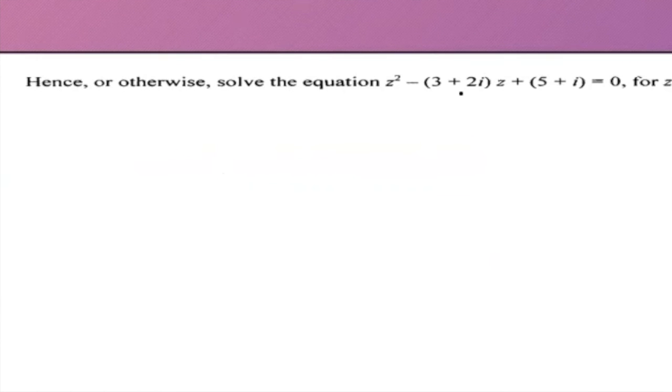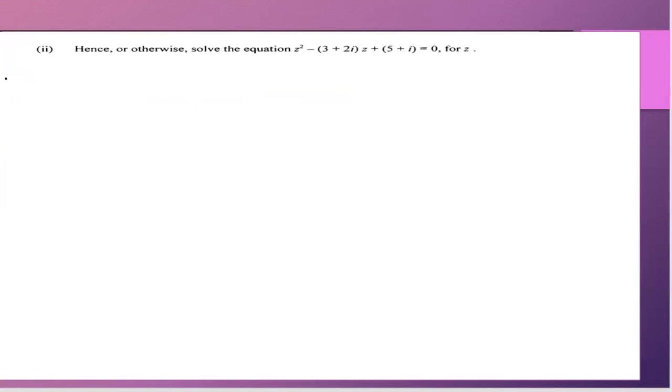Hence, or otherwise, solve the equation z squared minus (3 plus 2i) times z plus (5 plus i) equals 0 for z. So to solve this, I am going to use the formula minus b plus or minus the square root of b squared minus 4ac all over 2a. Let's get started. Given that I cannot factorize, I have to use this formula.